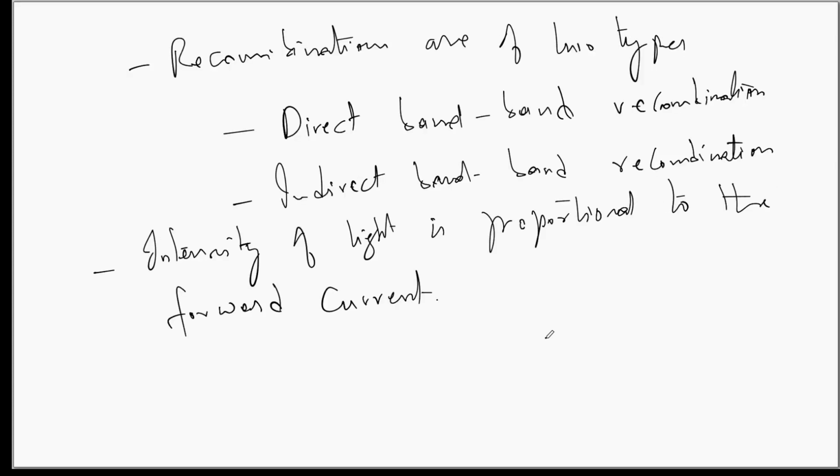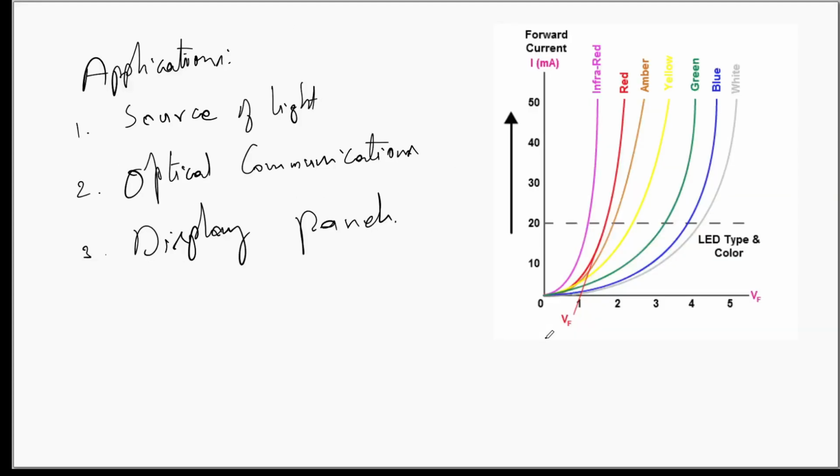We have seen that recombinations are two types: direct recombinations, indirect recombinations. The intensity of light is proportional to the forward current flowing through the circuit. We have seen the characteristics of the LED. We have seen the three major applications of the LED. They can be used as source of light, they can be used in optical communications, they can be used in display panels. Thank you.